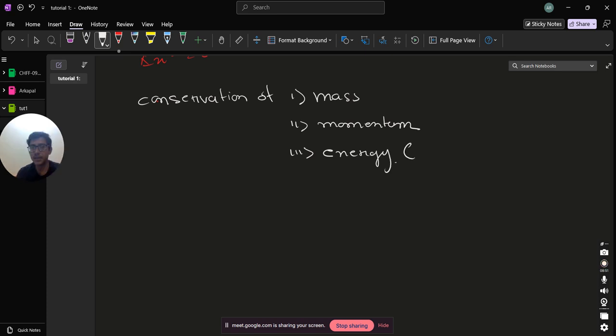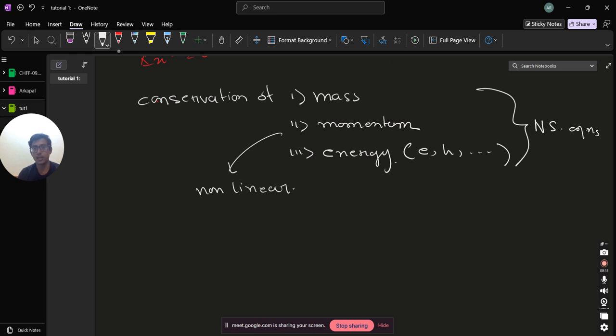Energy can be either in the form of internal energy or enthalpy or whatever other form. There are a lot of forms of energy that you can use. Okay, so all these things together are called the Navier-Stokes equations, and these are all very non-linear, with no closed form solutions.